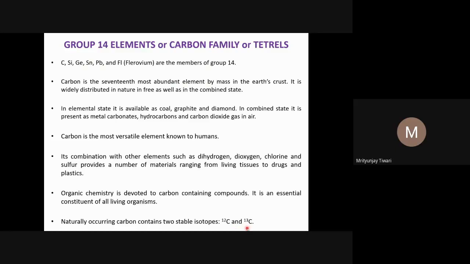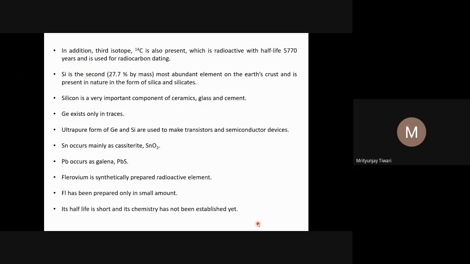Another way, as I said, you can write carbon-12 or C-12. These carbon-12 and carbon-13 are stable, they are not radioactive. However, carbon-14 also exists and it is radioactive. Carbon-14 is also a naturally occurring isotope which is radioactive, with a half-life of 5770 years, and it is used for radiocarbon dating.